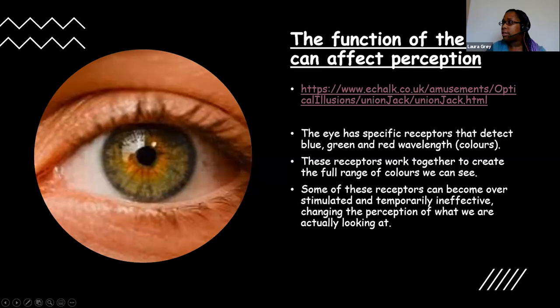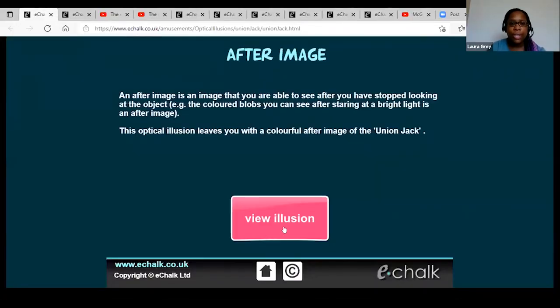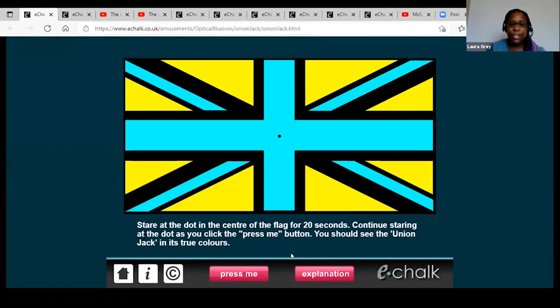So I'm going to change screens. Bear with me just a second. And I'm going to go to this one. So hopefully, actually not that one, I want this one. There we go. So hopefully you can see a screen, and I'm going to show you something, and this is your first task. Okay, so you don't need to move, you don't need anything. So at the moment, you should hopefully be able to see a Union Jack in the wrong colours. And what I'd like you to do is to stare at the black dot in the middle. Okay, and just keep staring at that.